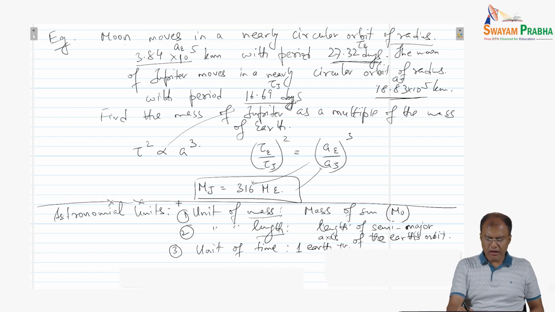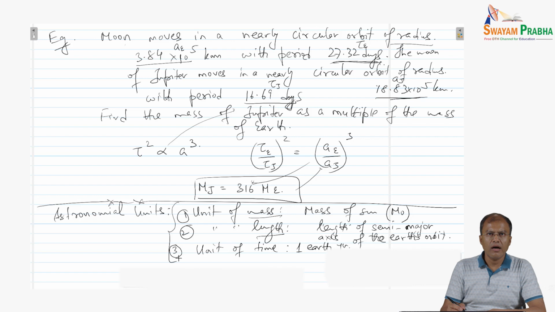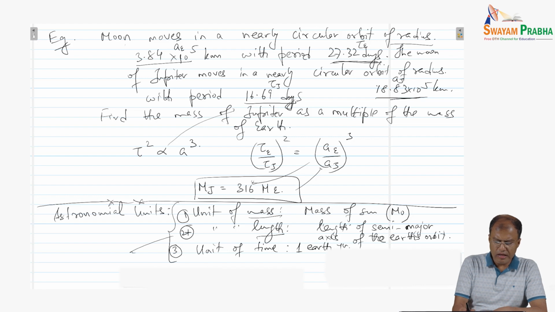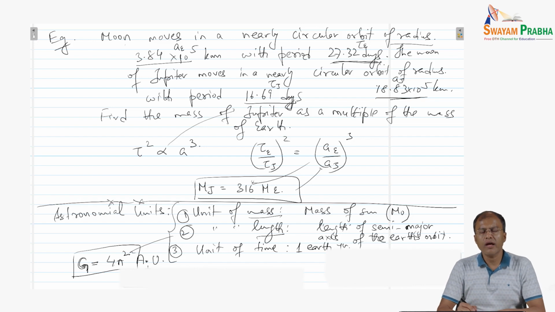These are the units in which we are going to solve problems related to gravitation. Just briefly, in these astronomical units, the gravitational constant G comes out to be 4 pi square. We can plug in all these values and we see that G comes out to be 4 pi square in AU units. So it is not in Newtons or Joules and so on; it is in the form of AU units.